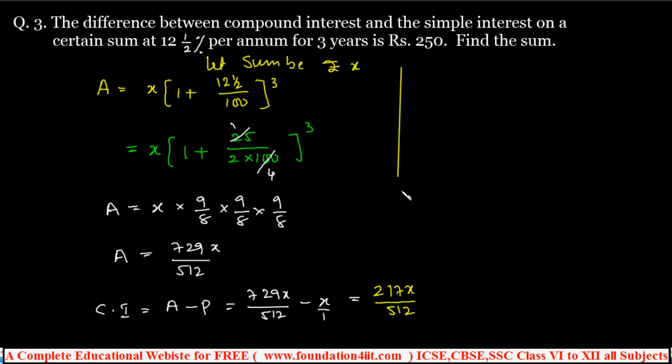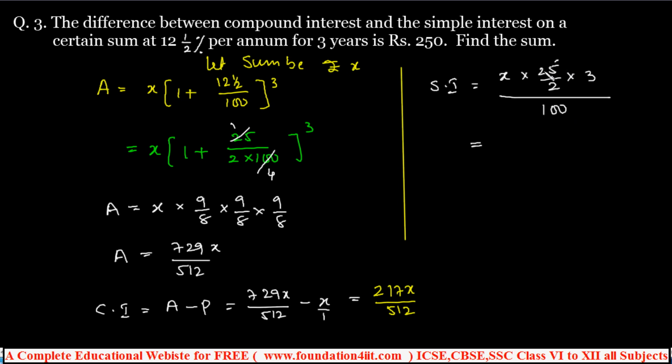Now, simple interest we can calculate on this side. Simple interest is a straight formula, PTR by 100. So P is x, the rate of interest is 25 by 2, and time is 3, divided by 100. 25 is the numerator, and the denominators 2 and 4 make 8. How much will you get? 3x by 8. This is the simple interest.